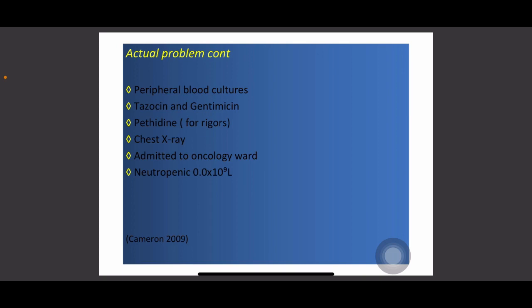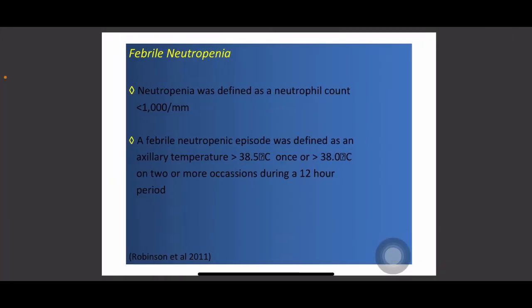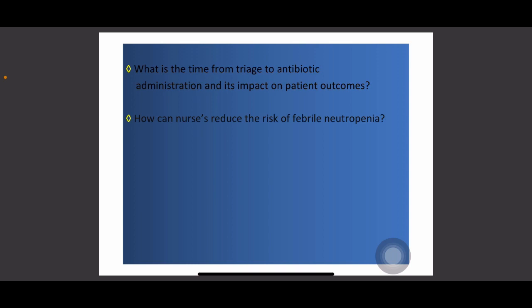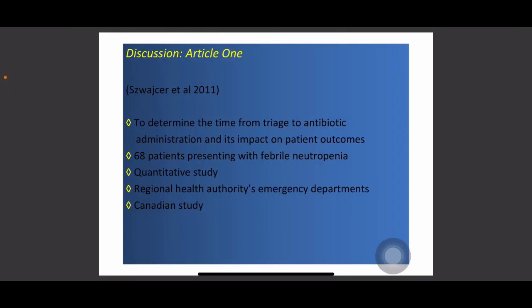Her neutrophils were 0. Febrile neutropenia is defined as a neutrophil count less than 1000 per mm. A febrile neutropenic episode was defined as an axillary temperature of more than 38.5 degrees centigrade once, or more than 38 degrees centigrade on 2 or more occasions during a 12-hour period. So we need to discuss in this what is the time from triage to antibiotic administration and its impact on patients' outcomes. How can nurses reduce the risk of febrile neutropenia?